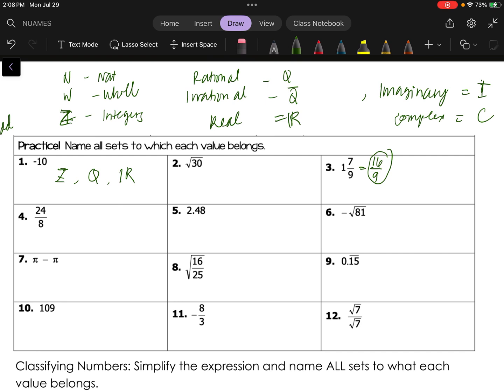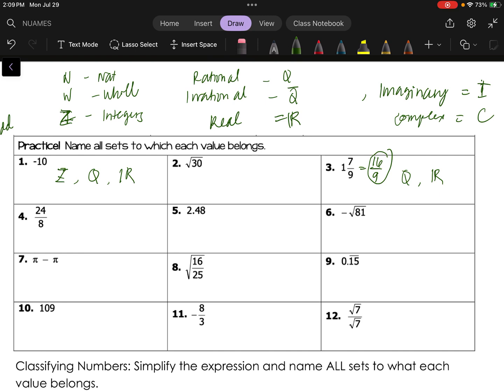Right, so if that would be the simplest form, this is a ratio of 2 numbers that are integers, then this would be a rational number, and since it's rational, it is also real. Good. Now try number 4.